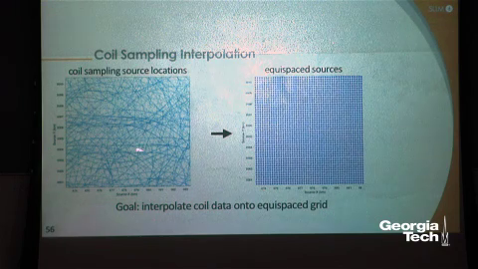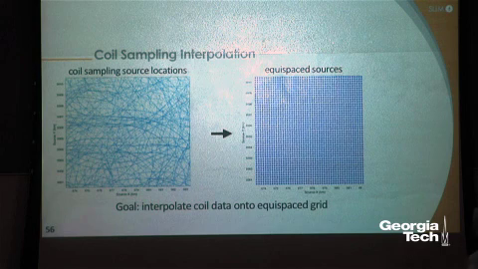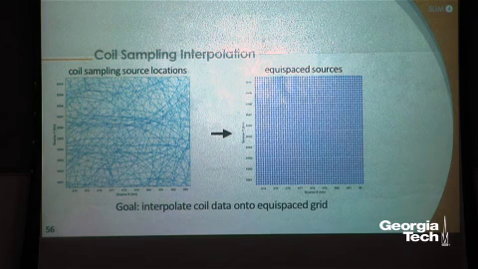So the question is, can we go from a mask like this and infill such that we have equispaced sources? That's basically the goal of this whole matrix completion: can you fill in what you missed? Because you missed stuff here, right? Whatever's white, you didn't put a source.